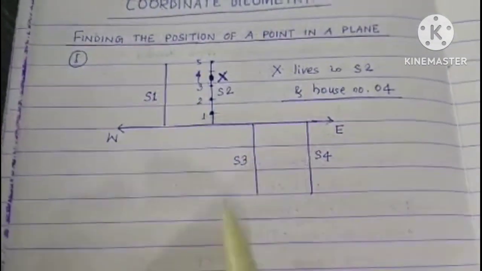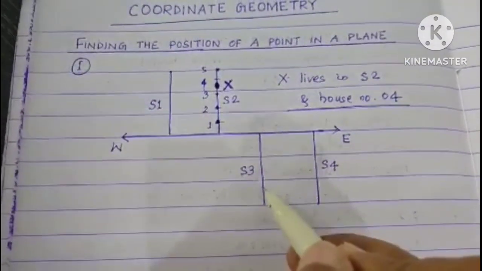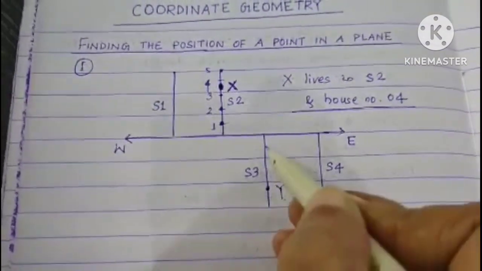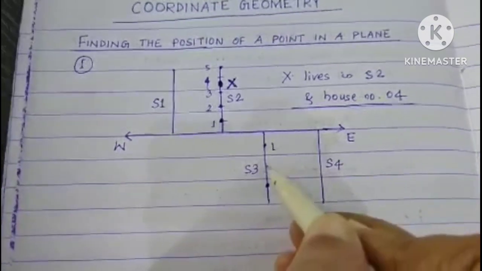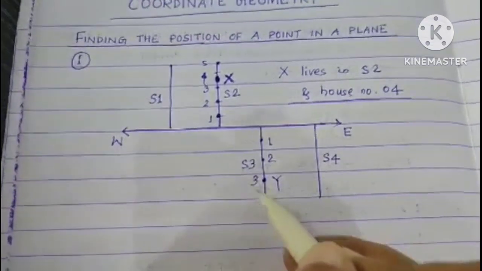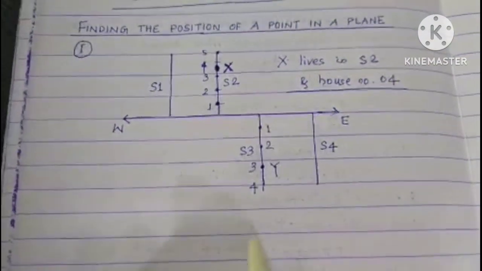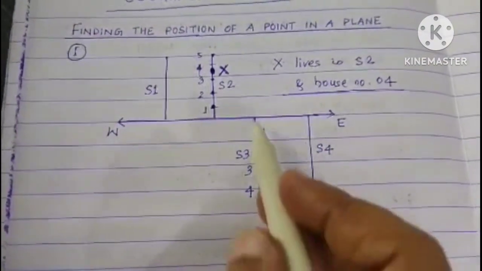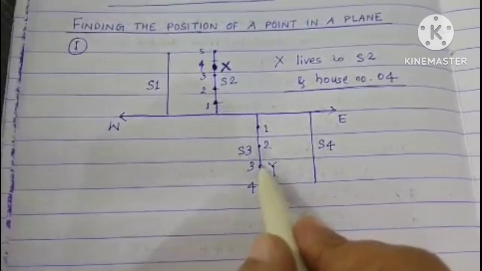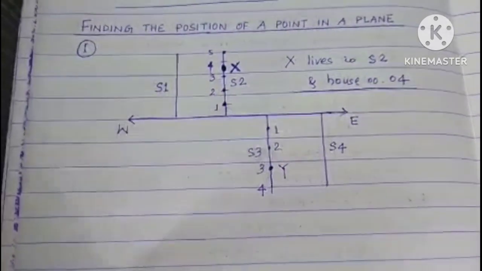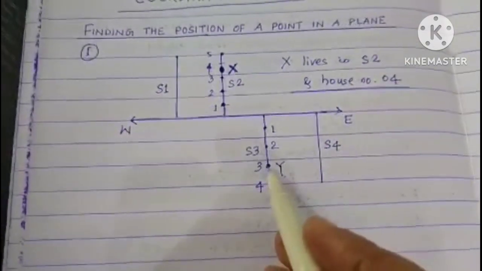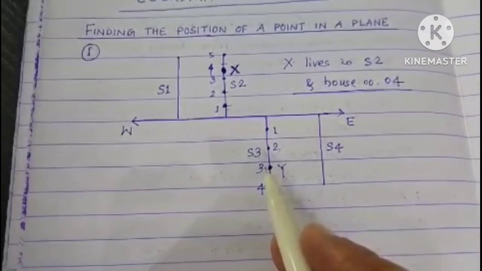Similarly, if somebody Y lives here, let us say this is house number 1, house number 2, house number 3 and house number 4. Now if somebody has to find the house of Mr. Y, then he will simply go to street 3 and house number 3. He can easily locate it. So this is the way we locate the position of a point in a plane.